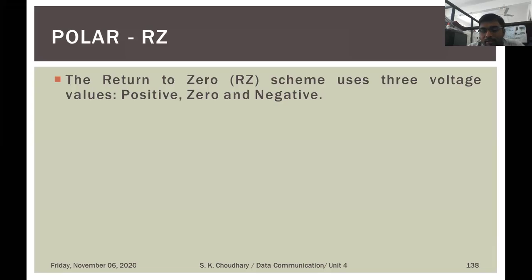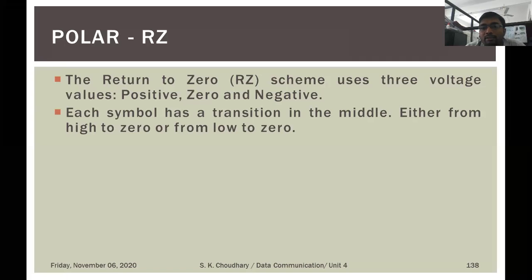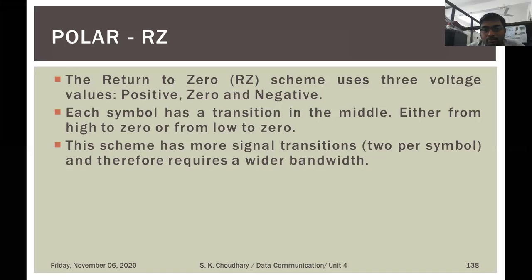Okay, so we have to see another kind of polar signaling, that is polar return to 0 signal. This polar return to 0 scheme uses 3 voltage values: positive, 0 and negative. So each symbol has a transition in the middle, either from high to 0 or from low to 0. So in this case we have 3 voltage values, positive, negative and 0, because it is a return to 0 signal. That's why one more level is added. And each symbol has a transition in the middle because it is return to 0.